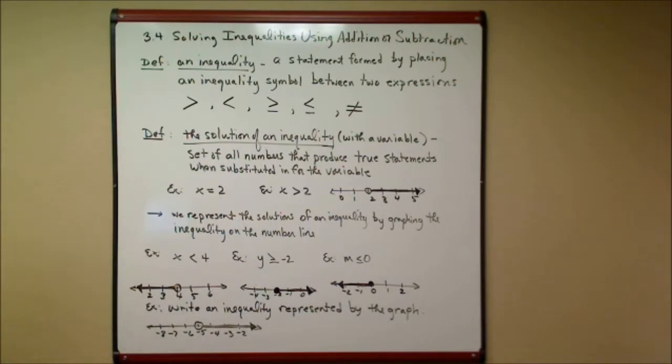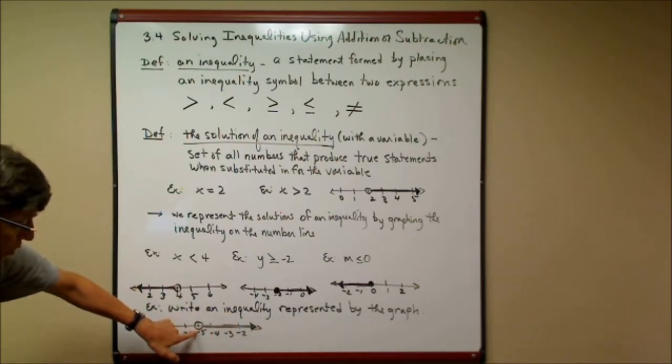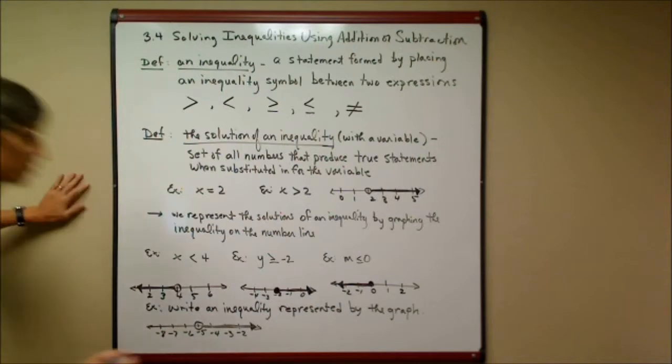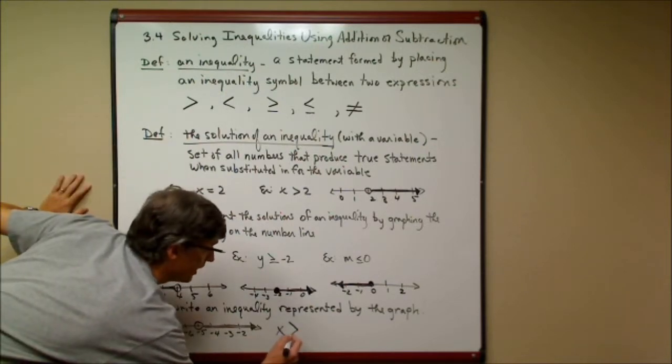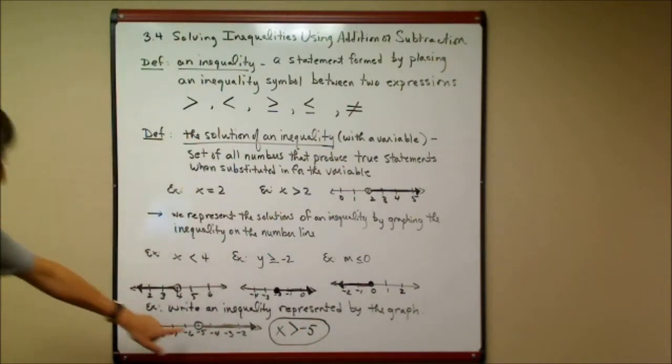In this last example that I have written down, it says write an inequality represented by the graph. As you can see, it is greater than, but not equal to, negative 5. So I'm going to write x is greater than negative 5. I don't have the equal to because if this was filled in, then I would need it. It's not filled in, and therefore I just have the greater than symbol without the equal to.